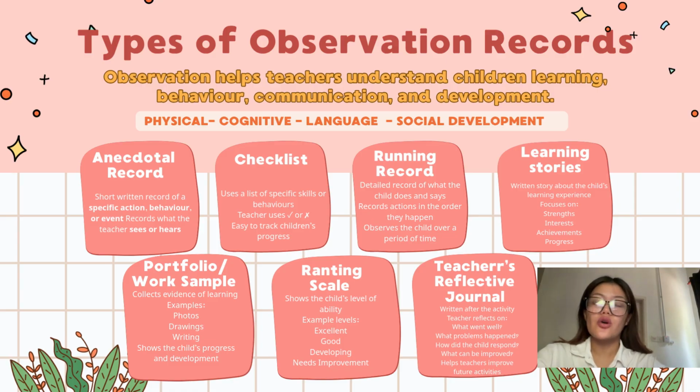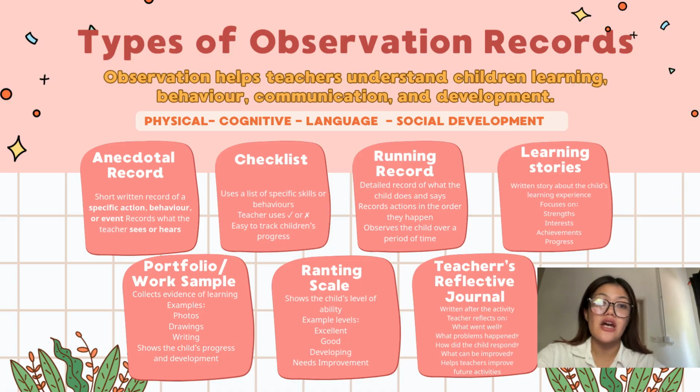In conclusion, each observation method has a different purpose. Anecdotal records focus on specific events or behavior, while checklists help teachers track specific skills. Running records show the child's actions over a period of time, and learning stories focus on the child's strengths and achievements. Portfolios provide evidence of the child's learning and progress.